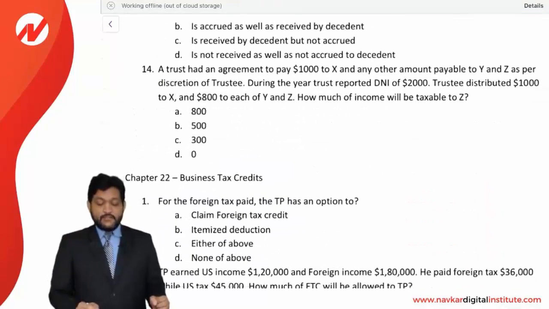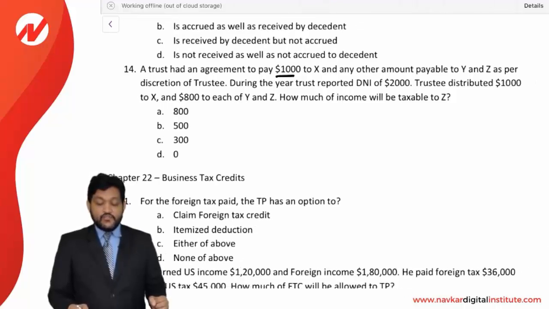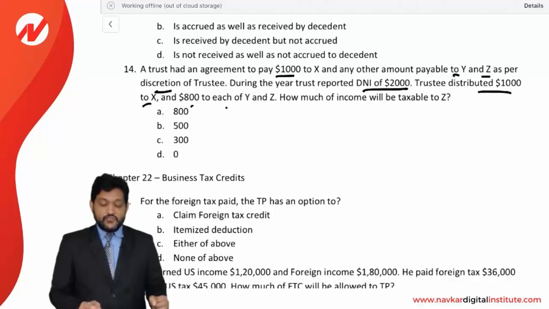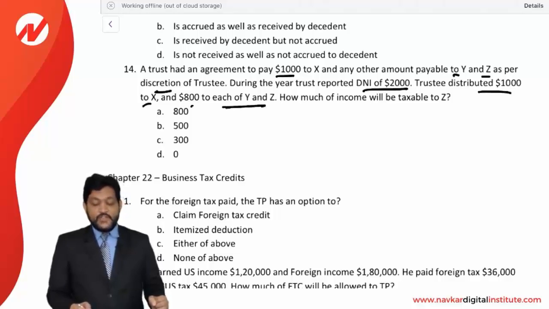A trust had an agreement to pay 1000 to X and any other amount payable to Y and Z as per its discretion. During the current year, the trust reported DNI of 2000 and the trustee distributed 1000 to X and 800 to each of Y and Z. How much income will be taxable to Z?